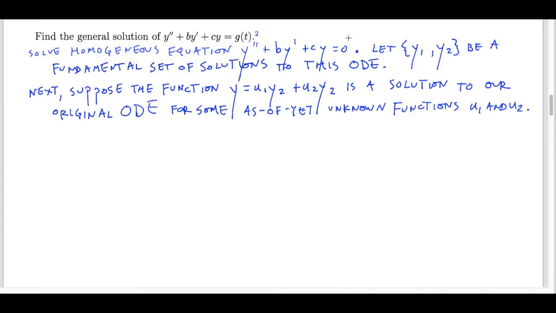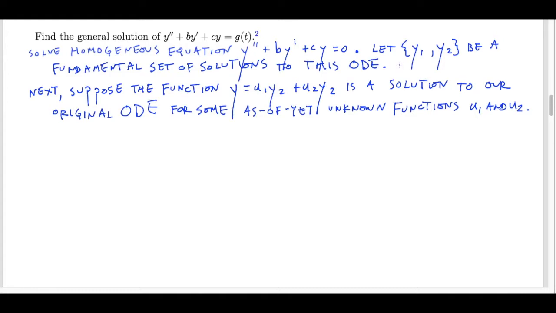So here I've written out that that's going to be our first step, to solve the homogeneous equation y double prime plus b y prime plus c y equals 0. I meant to say b y prime. And then when doing undetermined coefficients, we really wanted to walk away with y sub h, the general solution to this homogeneous equation. In this case, what we want to do instead is identify these two functions, y1 and y2, that the general solution is built out of. So the way that I state that here is I want to label y1, y2 to be a fundamental set of solutions to this ordinary differential equation.